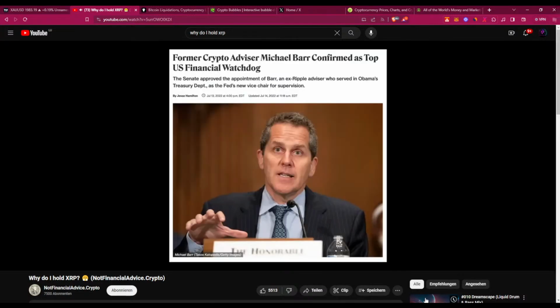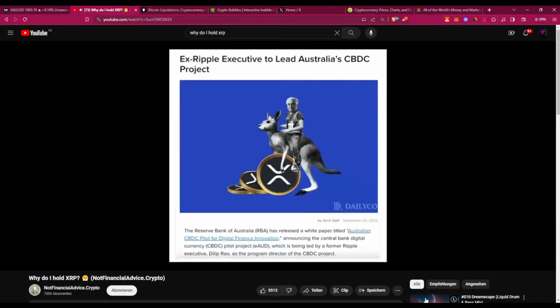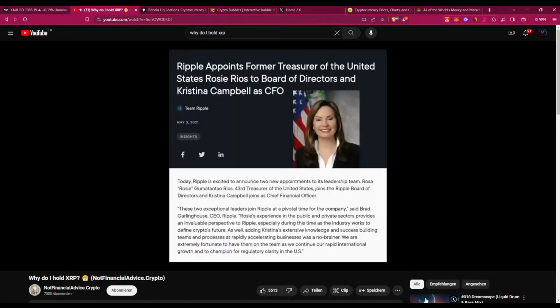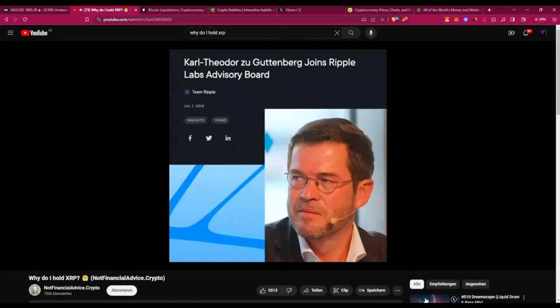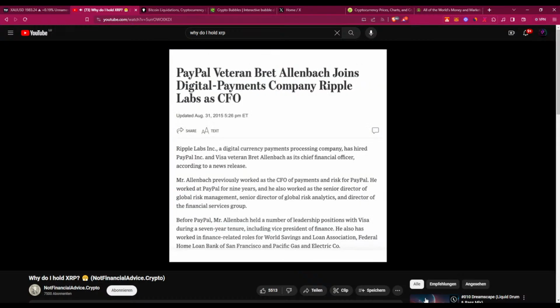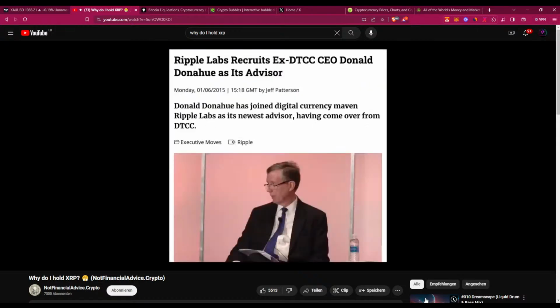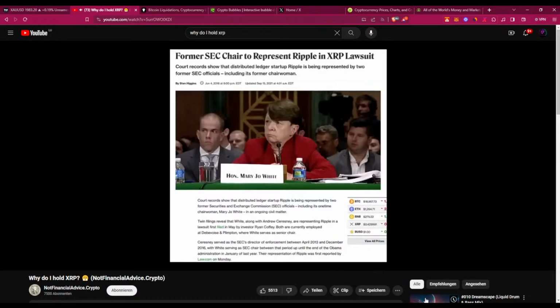Ripple, who has a former employee overseeing the Federal Reserve. Ripple, a former employee overseeing the world's largest asset manager, BlackRock's digital asset division. Ripple, leading Australia's CBDC effort. Ripple, who hired a former Treasurer of the United States. Ripple, 2 former Federal Reserve attorneys on their board. Ripple, 2 former Clinton and Obama advisors, former Minister of Defense and Economics of Germany, former business director at SWIFT, former SWIFT board member, former CFO of PayPal, former head of the DTCC, former chief business officer at Uber, former VP of Amazon, and former SEC chair on their legal team.